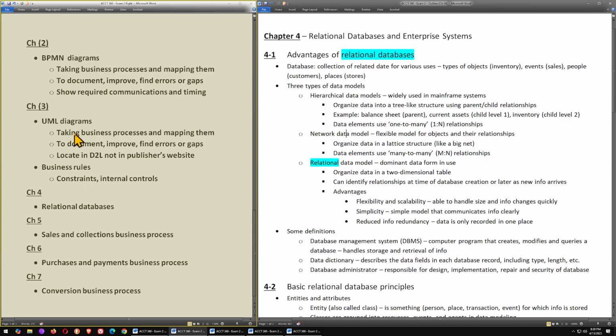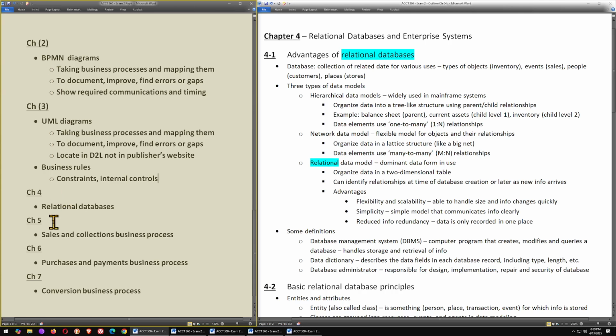And then once you have the UML diagrams, you then create the relational database. And that's where we are on this side over here. We're starting on chapter 4. I just covered 2 and 3 again kind of quickly to remind you that we're going to be using these parts as we cover the chapters. So I guess let me finish up.